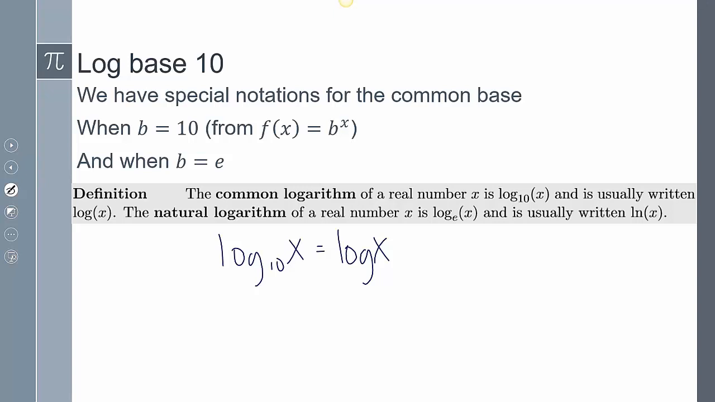Likewise, the natural log of a real number x is log base e of x. Instead of saying log base e, we're going to use ln x, which is natural log. So just know that log base e is the same as this. And so if we want to use log base e, we're going to use that notation we have inside of our calculator.